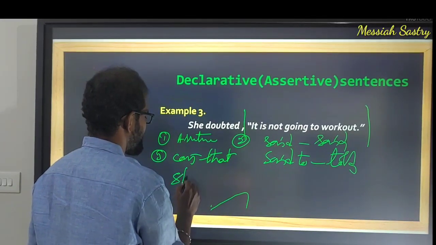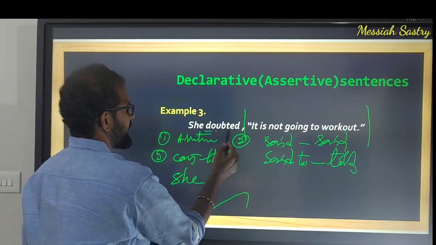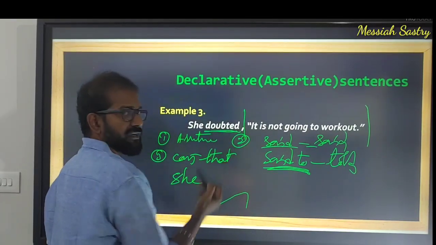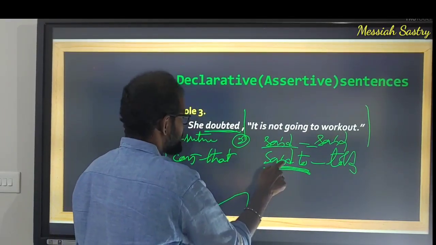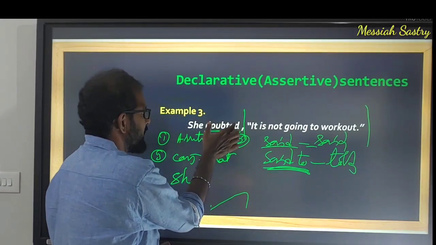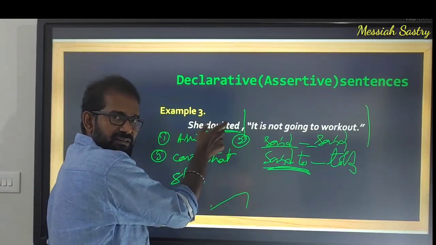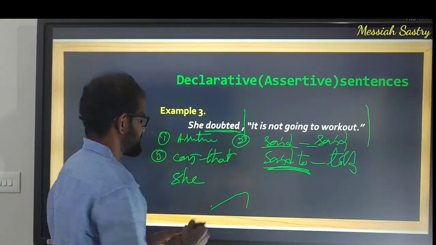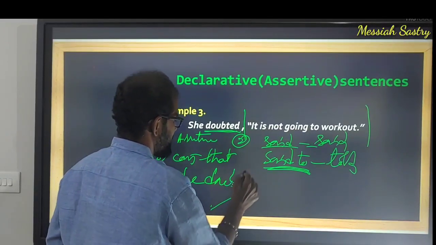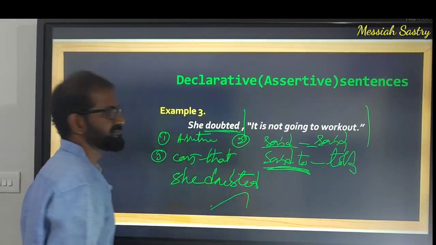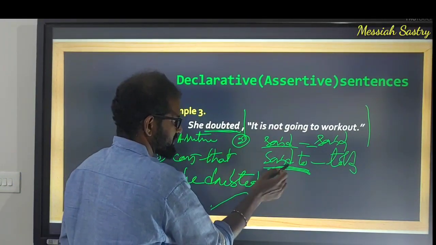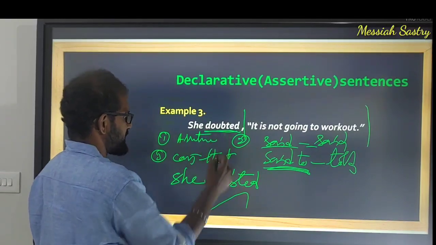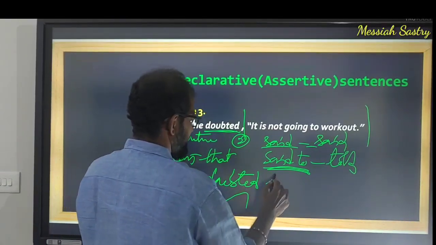She. Look here, doubt. There is no said or said to. What is the word given? Doubt. When there is no said or said to, when there is some other reporting word, we use exactly the same reporting word. Doubted. So when there is no said or said to, we use the same reporting verb. She doubted. What is the conjunction? That.